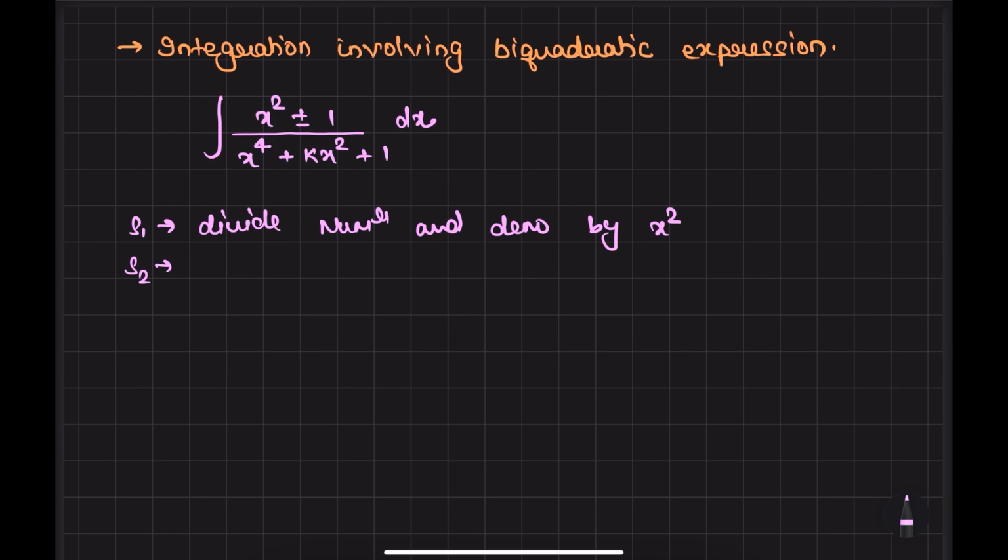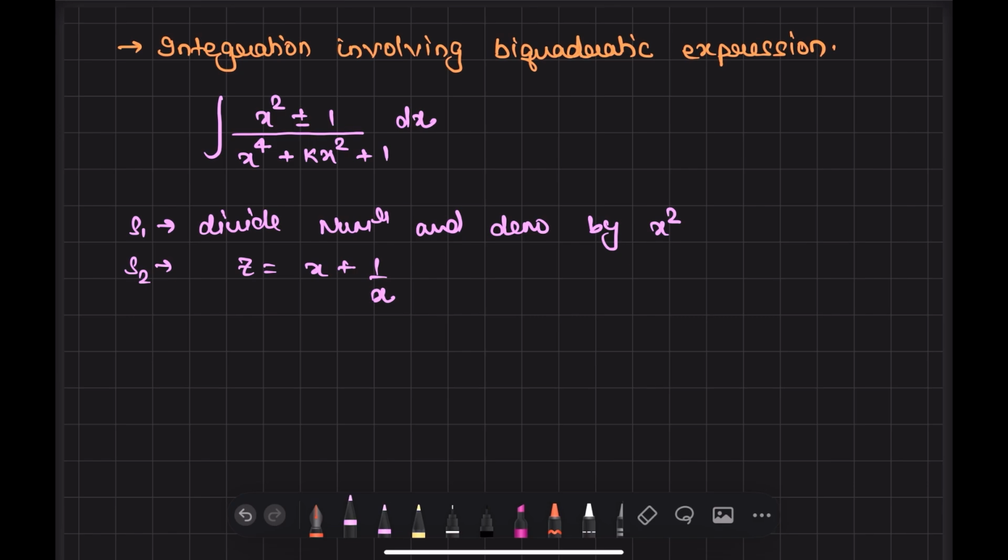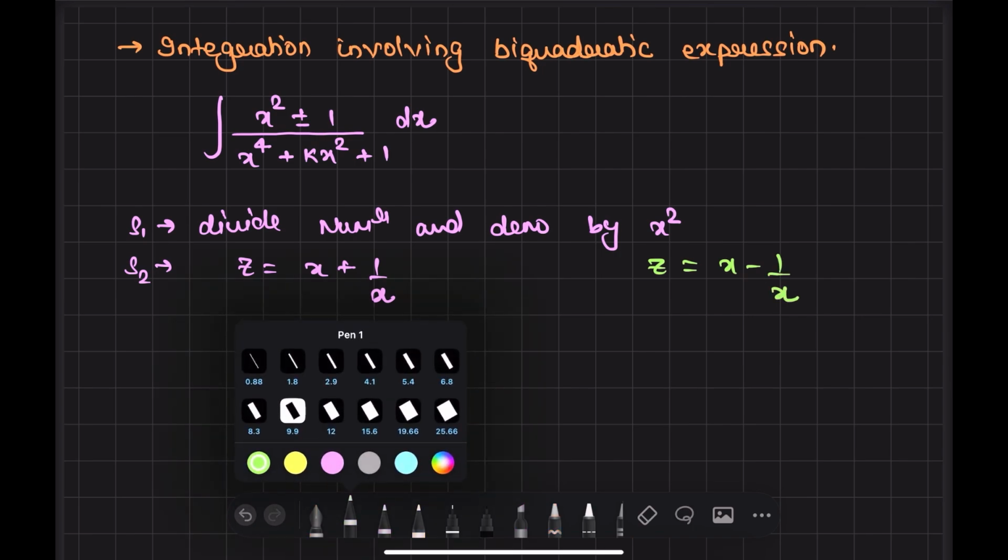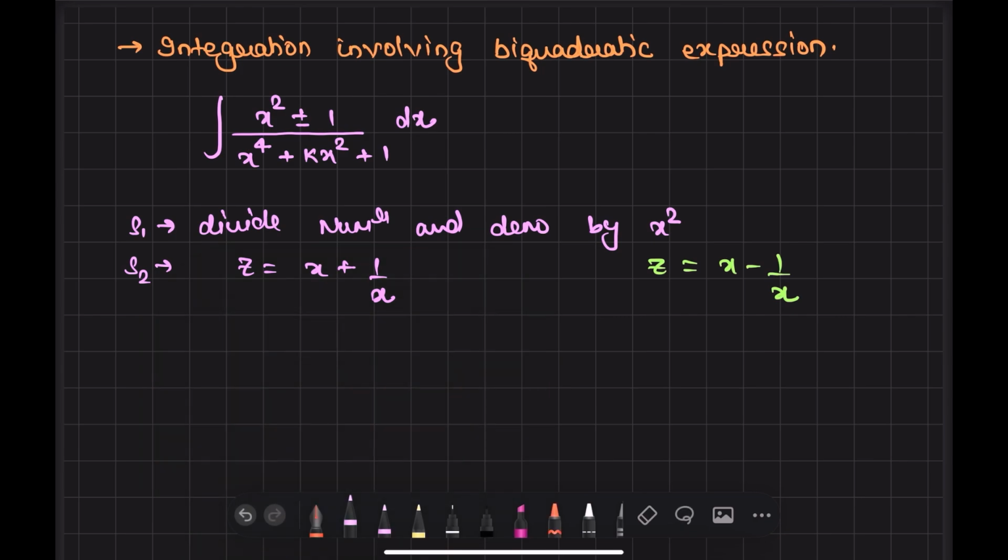Step 2 can be, you will be taking z as x plus 1 by x, or you will be taking z as x minus 1 by x, depending upon question to question. First I will help you in these two things, and then we will be solving some illustrations so that we can create better understanding.